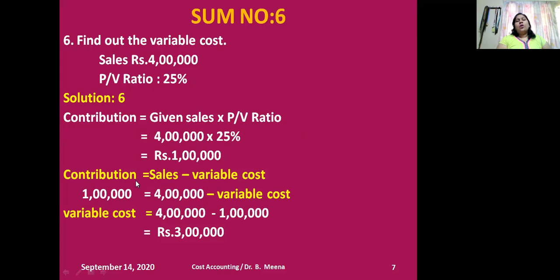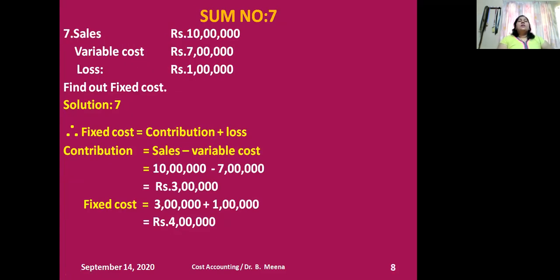So look at that. Contribution is equal to sales minus variable cost. This is a formula we studied in the PV ratio calculation. So contribution I calculated, 1 lakh. So I wrote it on my left hand side. Sales is 4 lakhs minus variable cost question mark. So this minus variable cost will go that side, meaning it will get plus sign. And this 1 lakh, if it is coming to the right hand side, it will get minus sign. So 4 lakhs minus 1 lakh. What is my answer of variable cost? 3 lakhs. I think all are able to follow my explanation.